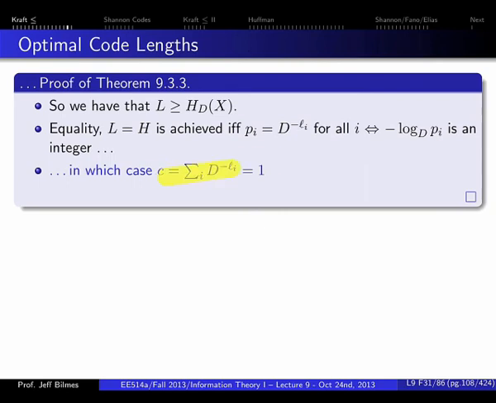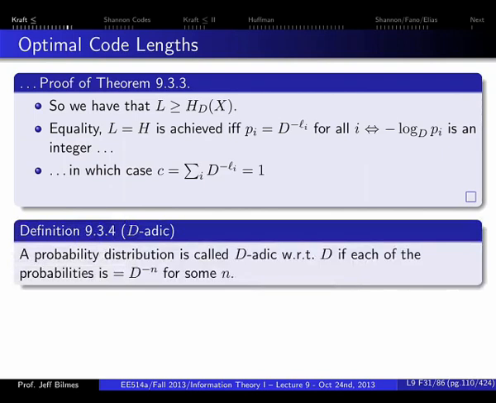So in which case, then we have that C is equal to 1, as I said earlier. So let's give this a name. A probability distribution is called D-adic with respect to D if each of the probabilities is D to the negative n for some n. These negative log probabilities will be integer if each probability is D to the negative n for some integer n.